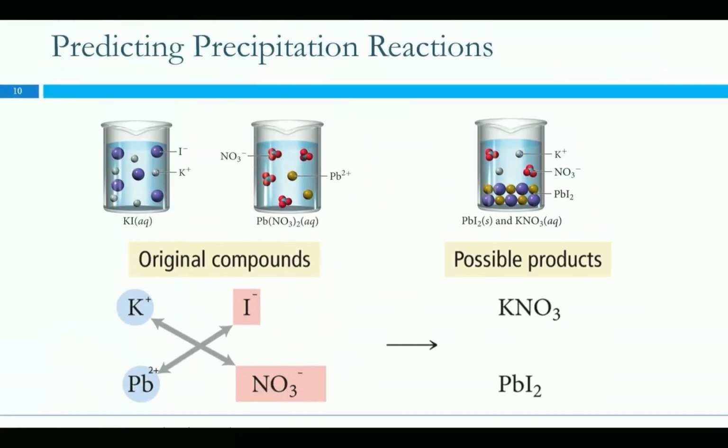These are also called double displacement reactions. Okay, so now on this one, if we swap these, then we get two new possible products, potassium nitrate and lead iodide. So is potassium nitrate soluble or insoluble?